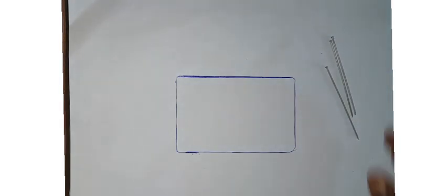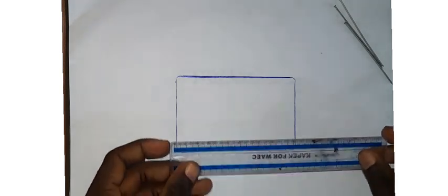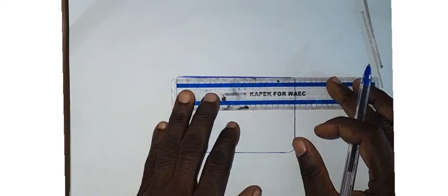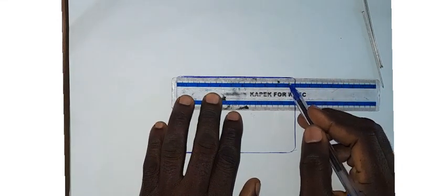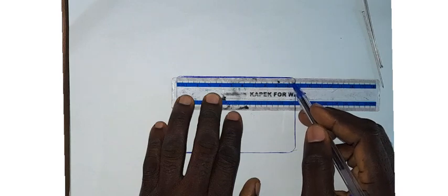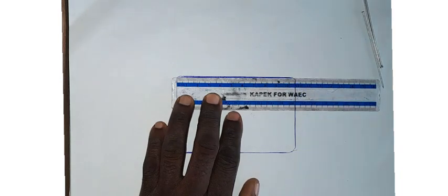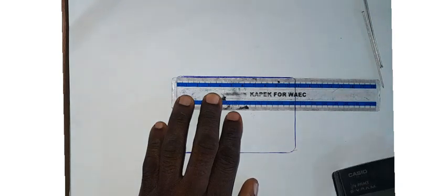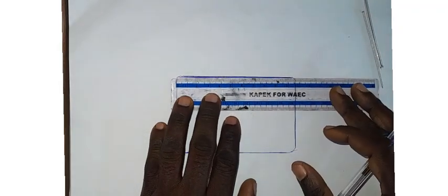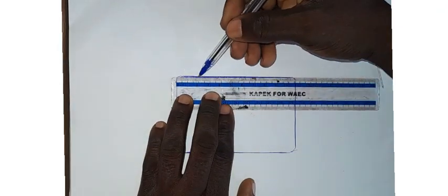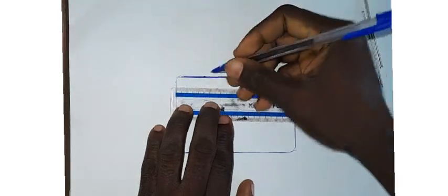Now we are told to measure 1/4 of this length here. So I'm going to measure this length. This is going to give me approximately 10. So what I'm going to do is this. 1/4 of 10 is just 10 divided by 4. So that's going to give me 2.5. So from this point here, I'm going to measure 2.5. So this is 2.5 here. I'll put a dot here.